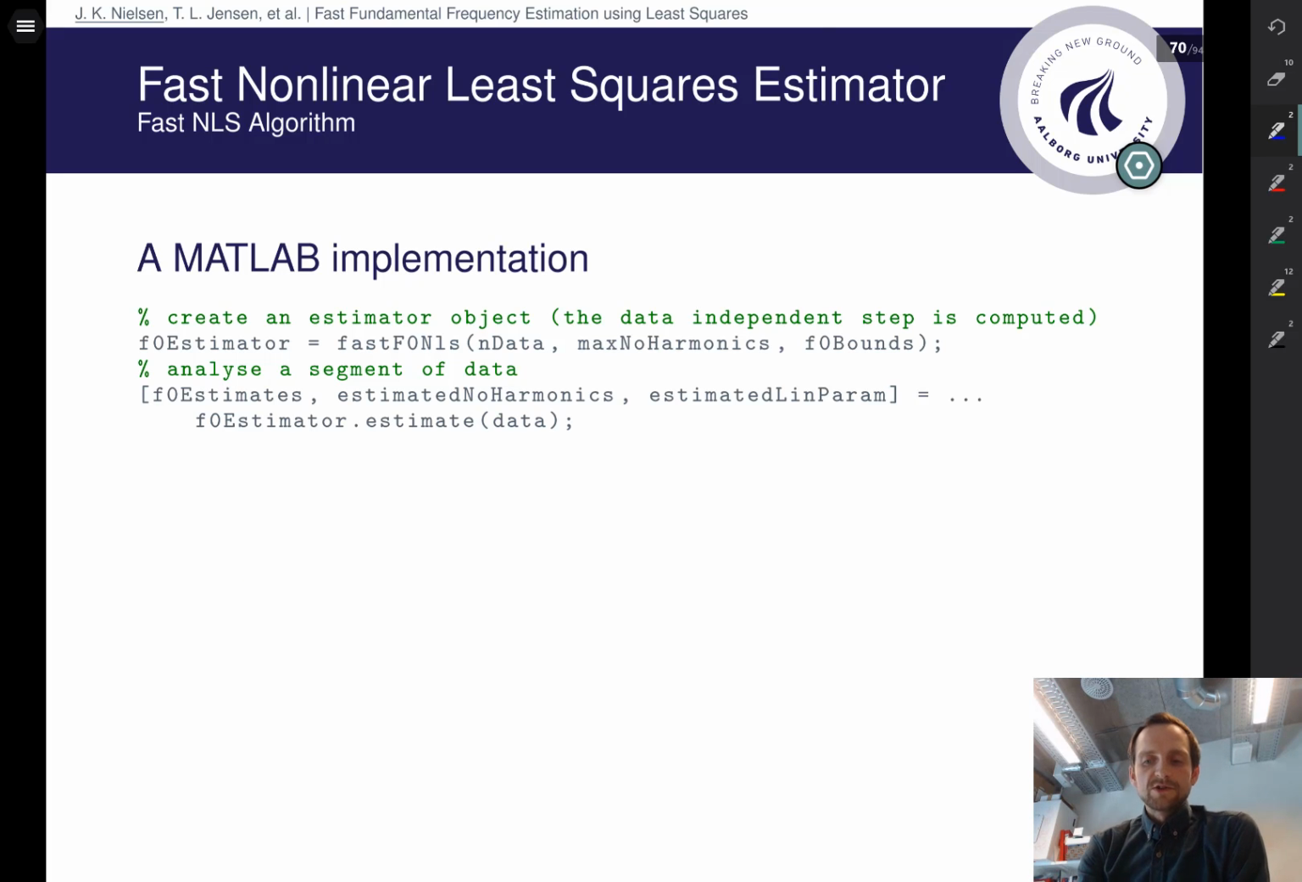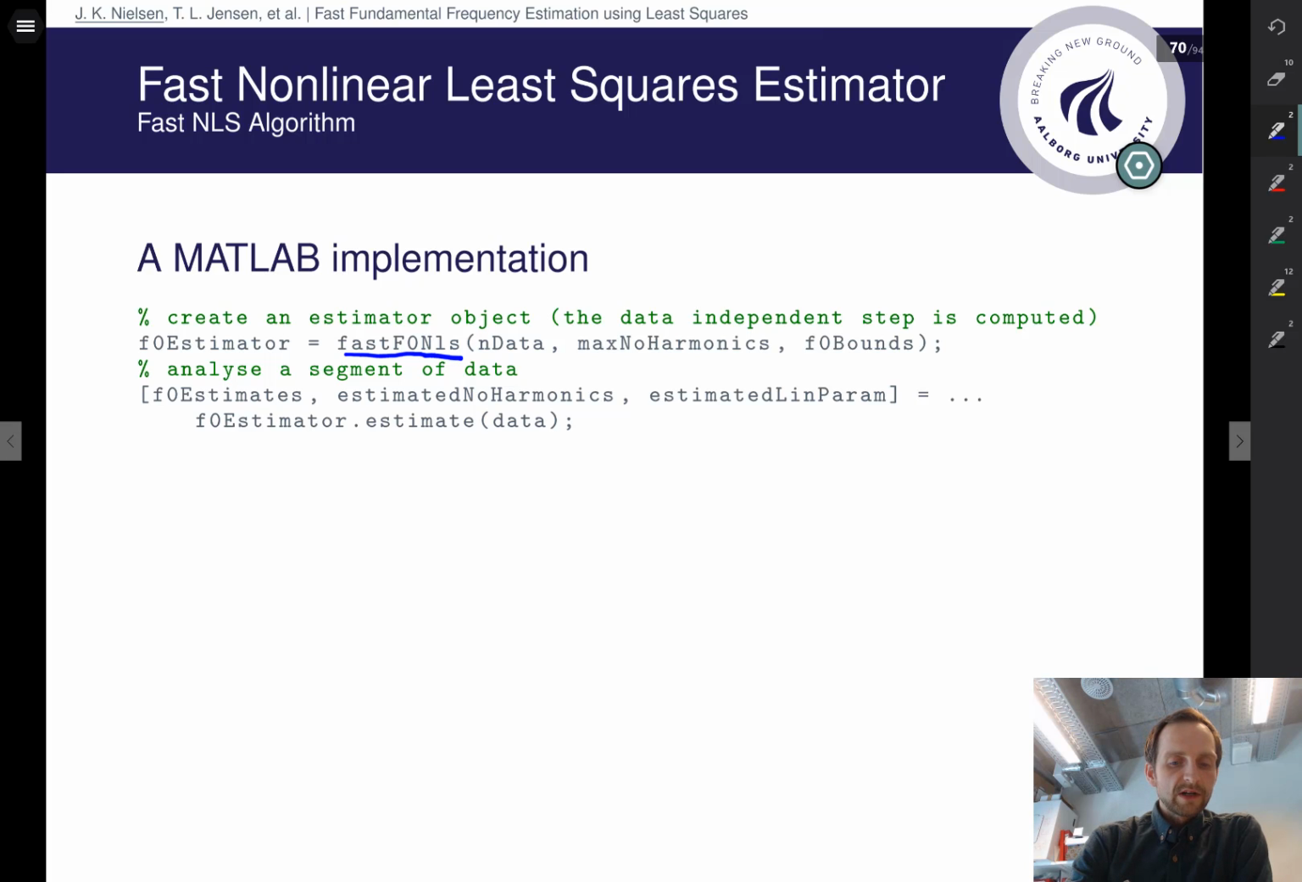Okay, and this also brings us to a MATLAB implementation of this fast NLS method that you can download, and here is just an example of how you would use it. So it's an object. So first you have to define or construct your estimator object, and you do that by calling this fast NLS constructor here, and you give it the number of data points, the maximum number of harmonics, and the bounds for the fundamental frequency. There are also some optional parameters which I won't talk about now.